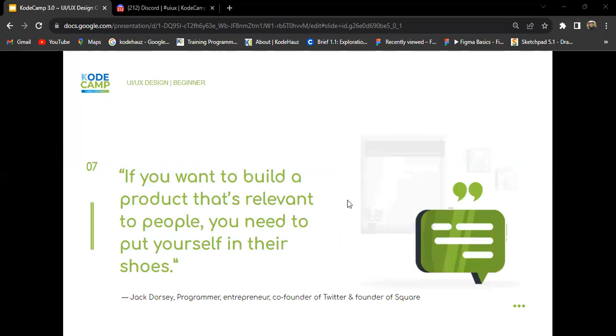So I saw this quote that I want to share, or I actually shared it here. It says, if you want to build a product that's relevant to people, you need to put yourself in their shoes. Okay, so if you want to put any product out there, it could be a mobile application, a website, you need to put yourself in the shoes of its users in order to build something that is relevant to them, something that actually solves their problem, right?